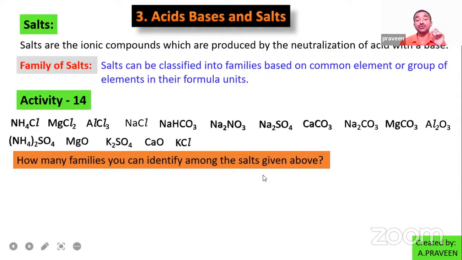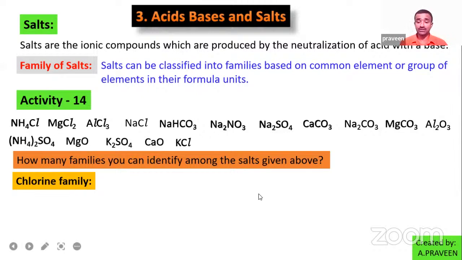How many families can you identify among the salts given above? From them, how many families can you assign? Many, based on the common element available in them, right? So look at the families here. First one, suppose I take only one element, chlorine. Given is the chlorine family. Find them and write them down.